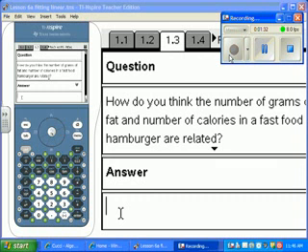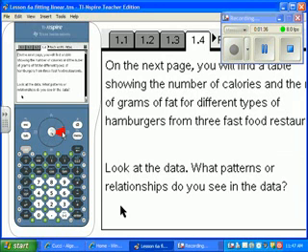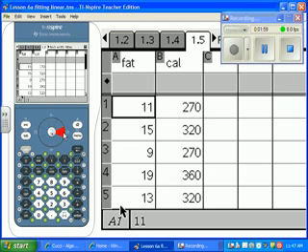Okay, so did you guys have your answer down there? We're good to go? Okay, so you ready? On the next page, we're going to see a table that talks about the number of calories and the number of grams of fat. What I want you to do is look through this table and see if you can find a relationship between that fat and the number of calories. See if it's direct. See if it's inverse. See if it goes up by a certain amount each time. So I want you to just peek through the data and see if you see a relationship.